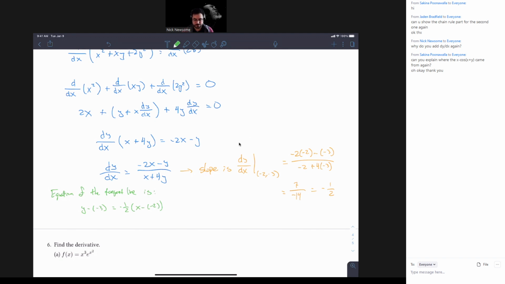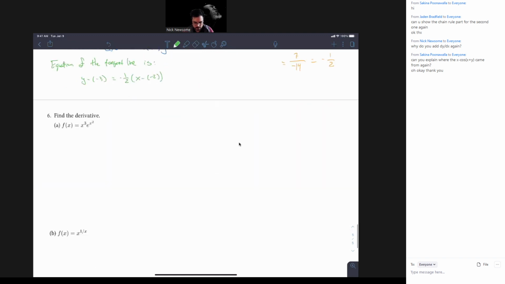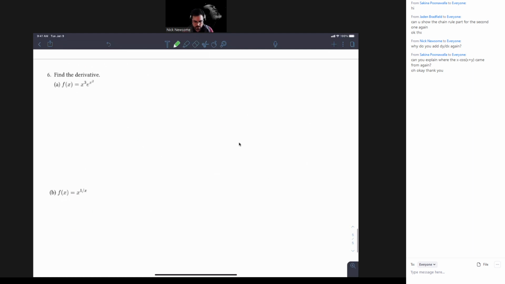Okay. All right, so we got about 5 minutes left. I will start on this one. I don't think I'll finish it, but I'll start. So number 6 really is just above and beyond chain rule stuff.